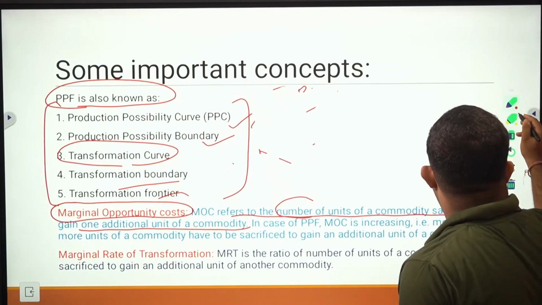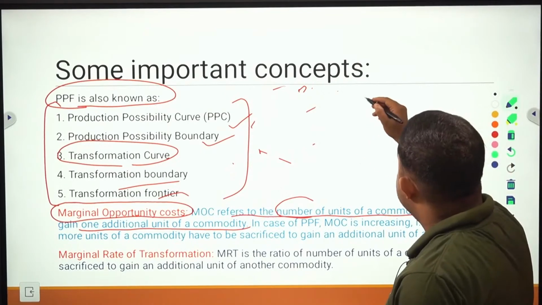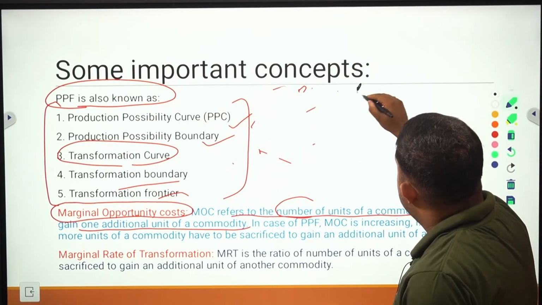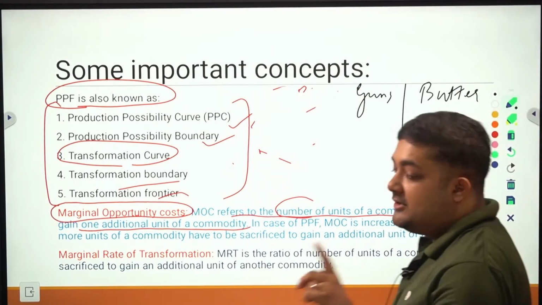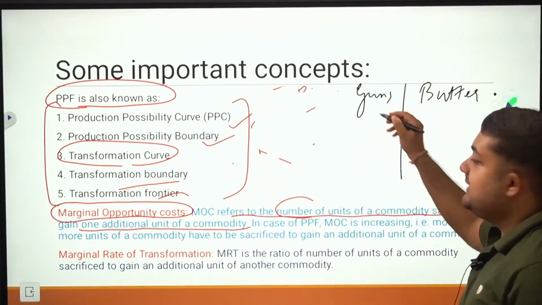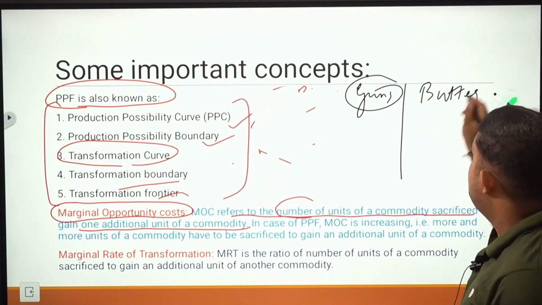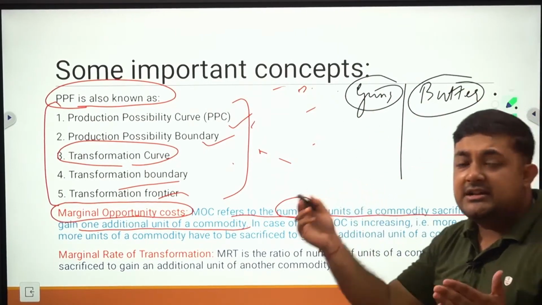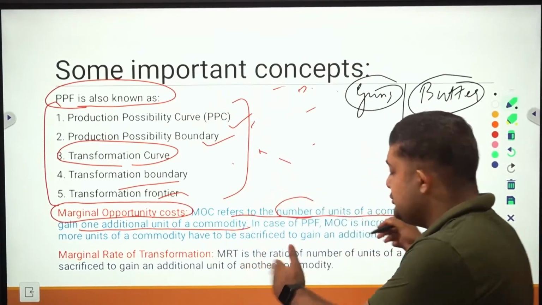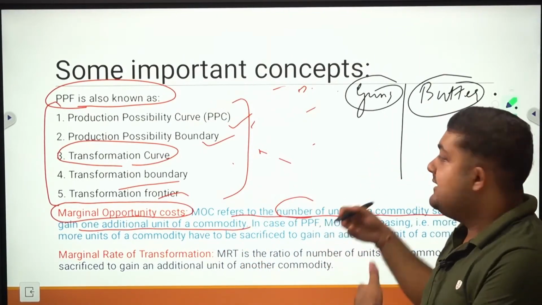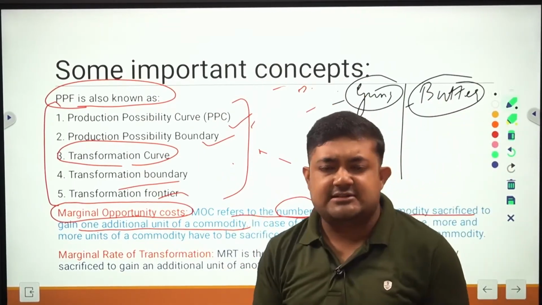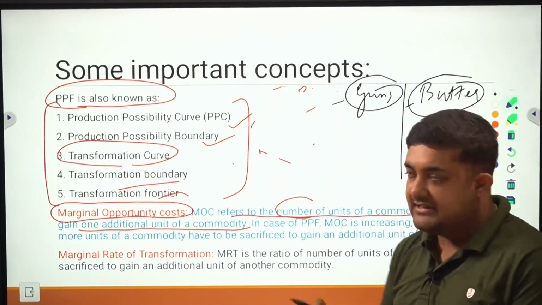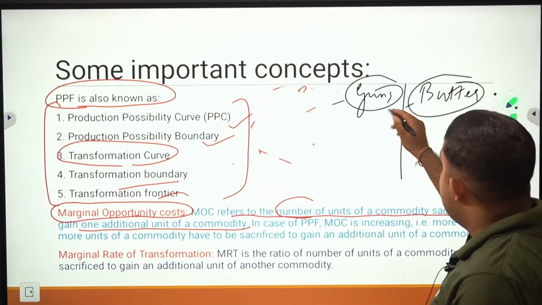Suppose we have two commodities, say guns and butter. So basically we have two goods, suppose guns and butter. We have taken guns and butter because that is the example given in the book. You can take any other example, any two goods. So suppose here we have guns and butter.